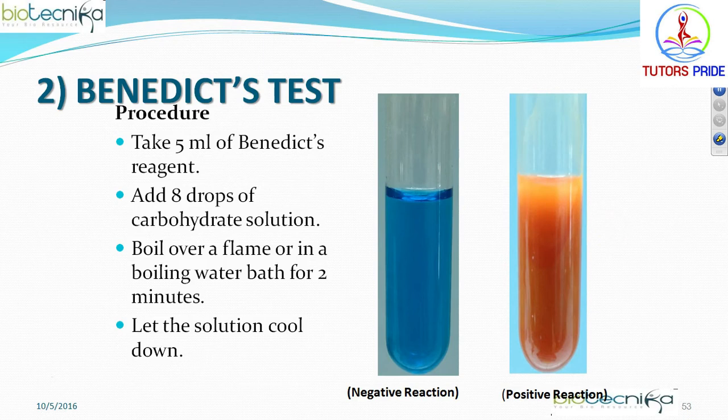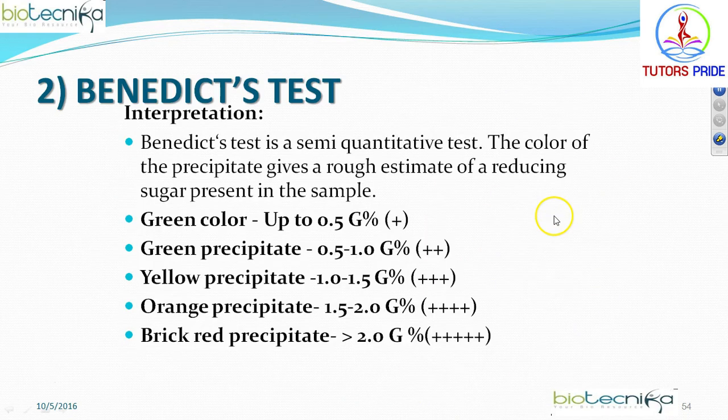Intermediate. So for the Benedict test, as you can see here, we take 5 ml of Benedict reagent, then 8 drops of carbohydrate solution. Then boil over the flame or in a boiling water bath for 2 minutes and let the solution cool down. So this is the negative reaction. If it shows a positive reaction with Benedict reagent, then it may form this type of precipitate.